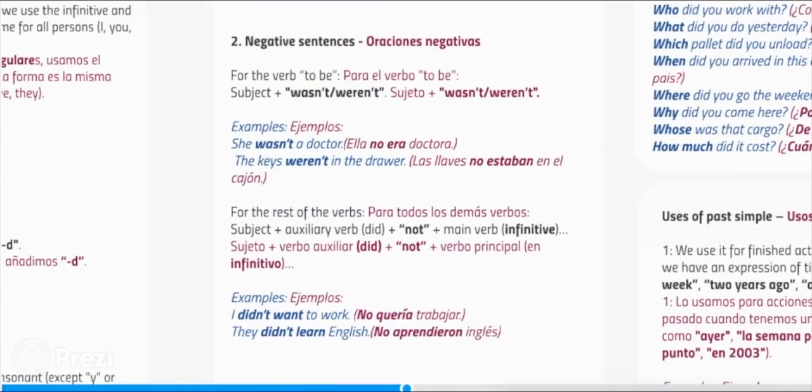2. Negative sentences. For the verb to be, subject plus wasn't or weren't. Examples: She wasn't a doctor. The keys weren't in the drawer. For the rest of the verbs, subject plus auxiliary verb did plus not plus main verb in infinitive. Examples: I didn't want to work. They didn't learn English.